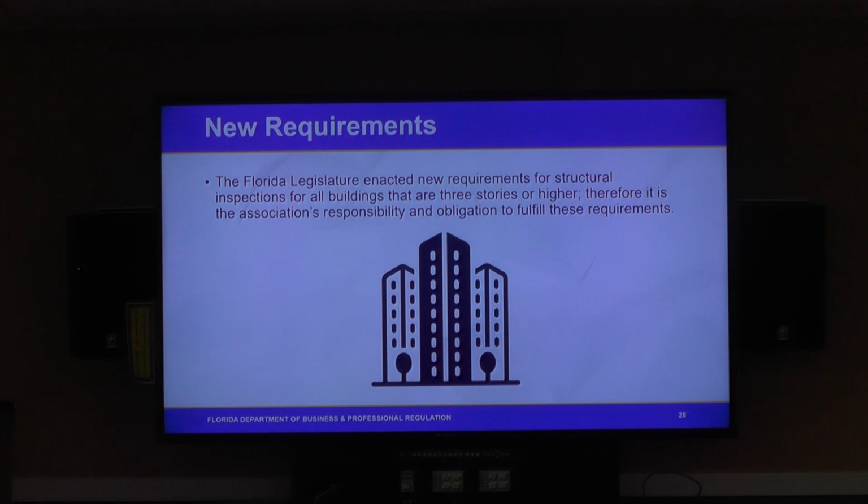All right, new requirements. The Florida legislature enacts new requirements for structural inspection for all buildings that are 3-story or higher. Therefore, it is the association's responsibility and obligation to fulfill this requirement. So this can be big because there's a requirement for buildings 3-story or higher to report your building, plus doing the milestone inspection and then the reserve stuff. So it's a lot going on. So that's why there's a call for special assessment.